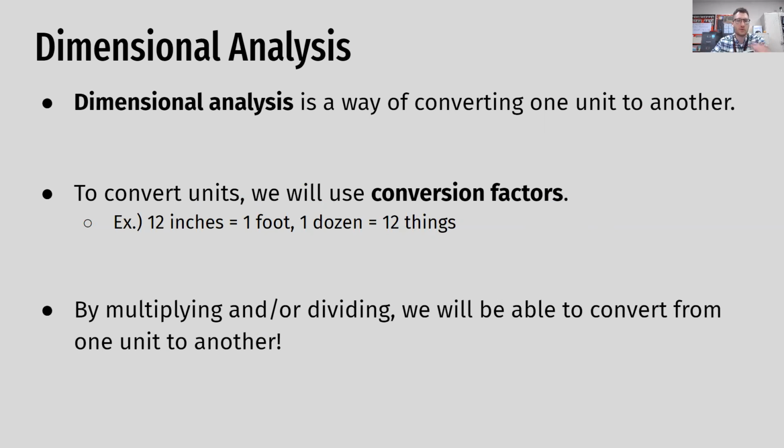In some cases, like 12 inches, we know is equal to 1 foot. 1 dozen is equal to 12 things. So these are conversion factors, and we express these as ratios in order to convert units. This is made possible by multiplying and/or dividing, and this is how we're able to get our target unit alone, and that's what allows for us to get our final answers.